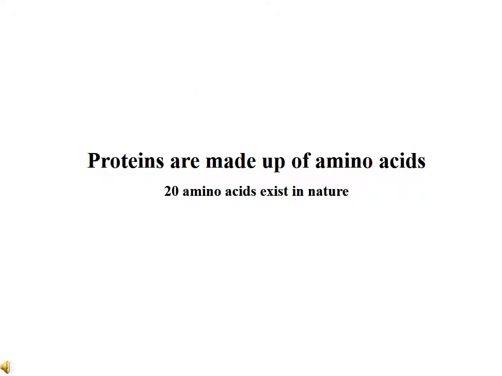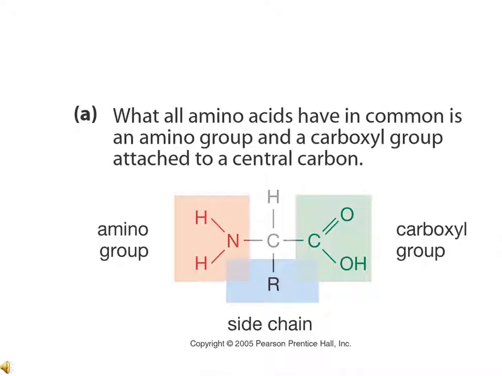Now let's look at two more important macromolecules, proteins and nucleic acids. First of all, proteins. Proteins are made up of amino acids. There are 20 amino acids in nature, and the various combinations of amino acids will make up a given protein. So what makes the 20 amino acids unique are the different R groups that may be attached.